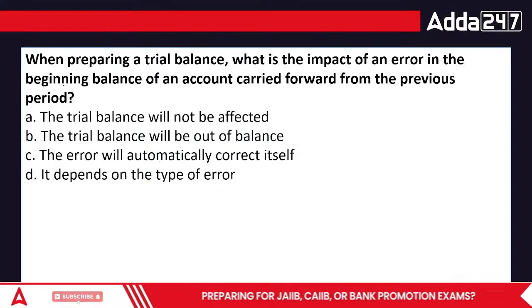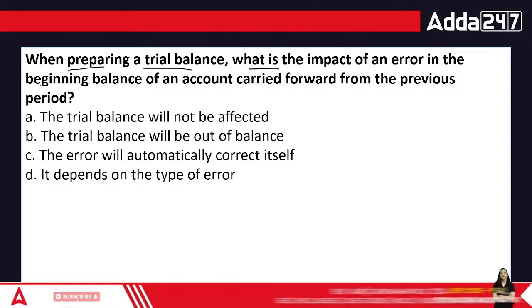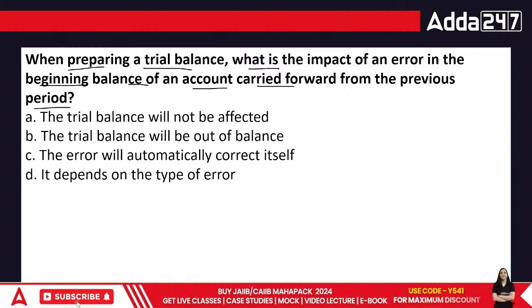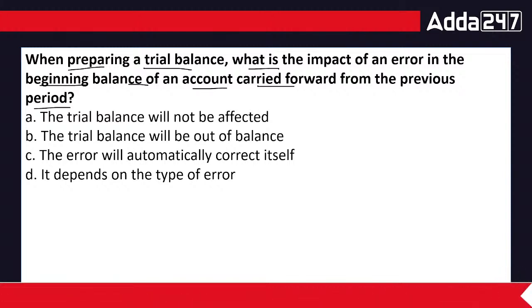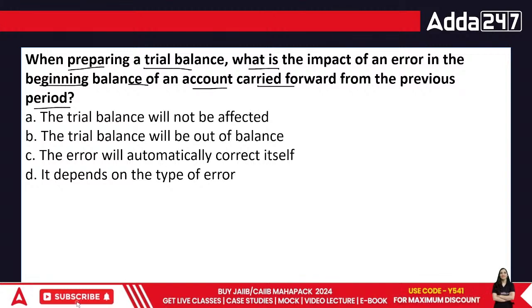Okay. Next point. When preparing a trial balance, what is the impact of an error in the beginning balance of the account carried forward from the previous period? Meaning, there is a mistake that happened in the last year. If there's an error that has happened in the last year, what should I do about it, everyone? How do I come out of the scenario?